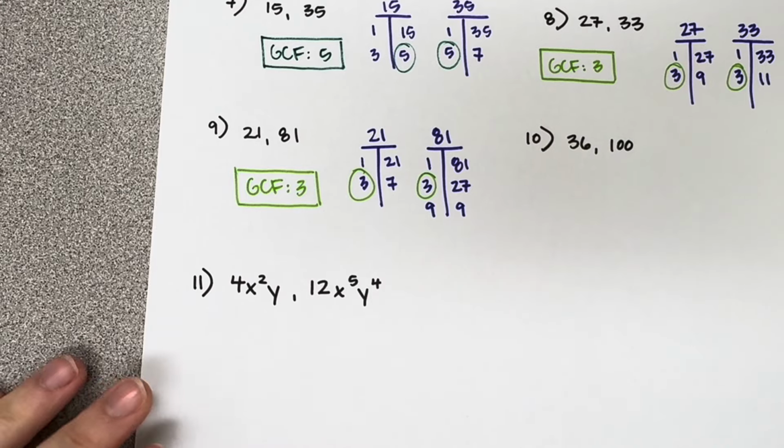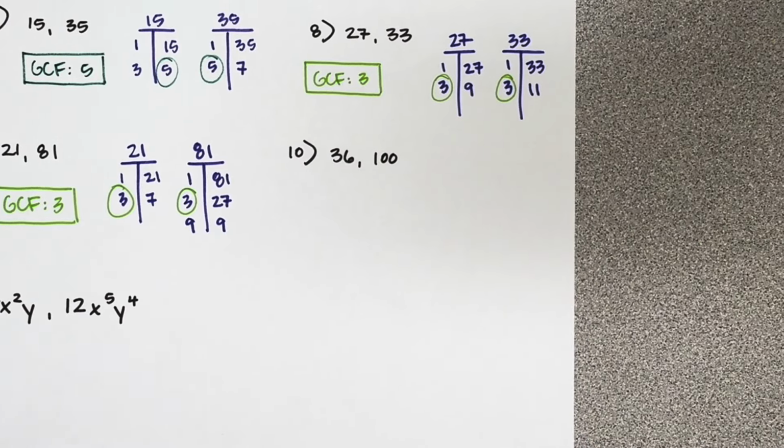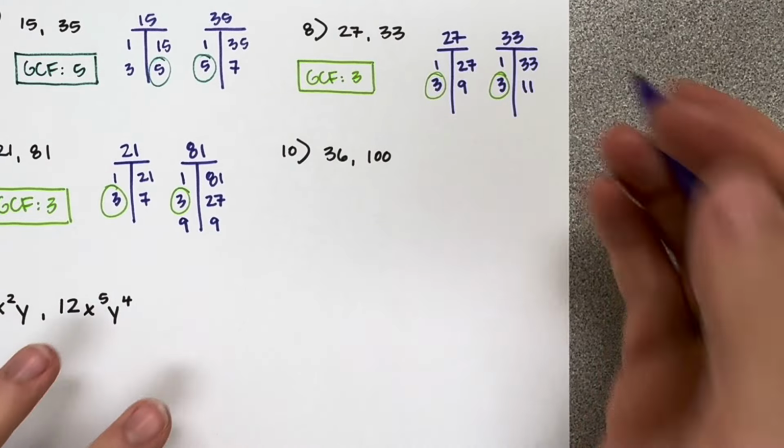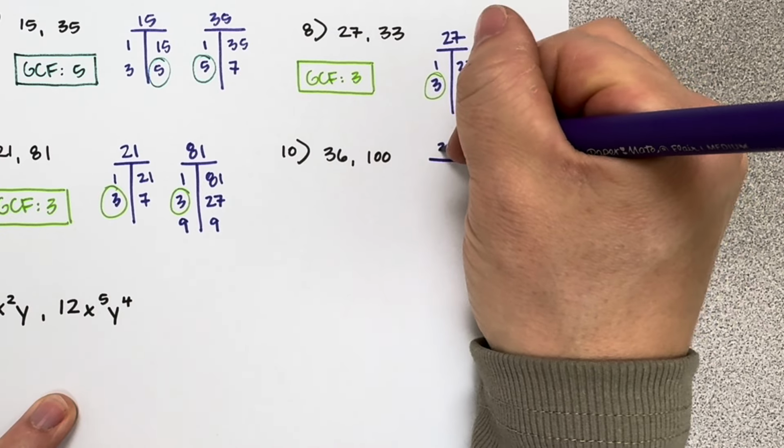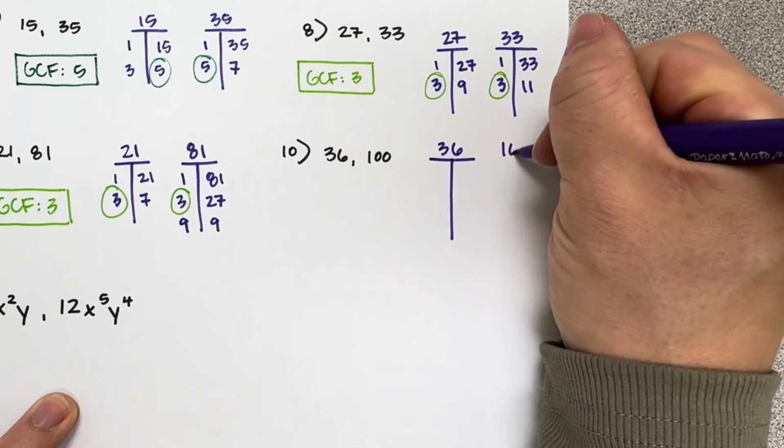Beautiful. Okay, let's go ahead and practice where we're just using numbers, just integers one more time. Okay, so I have 36 and 100.